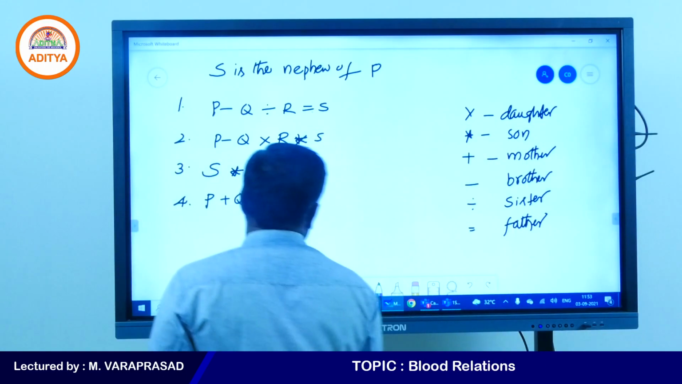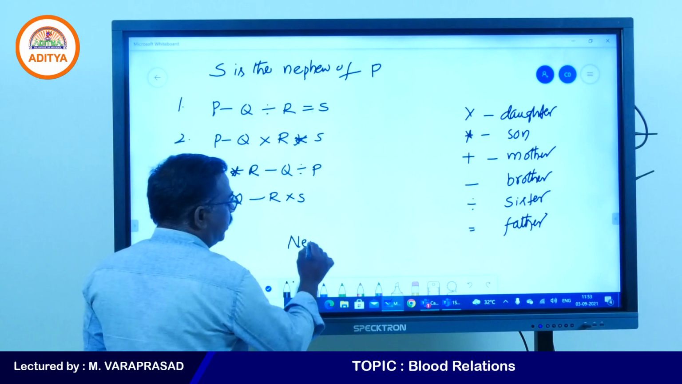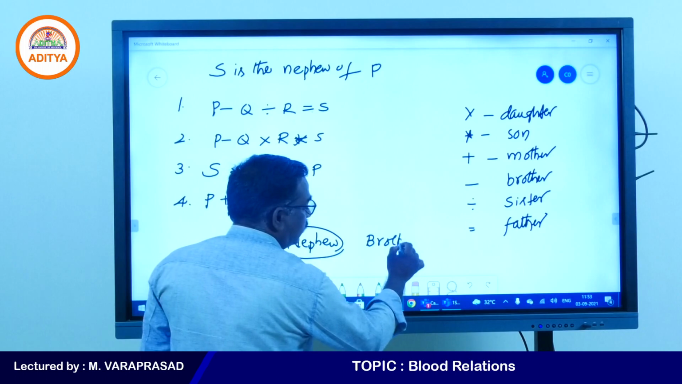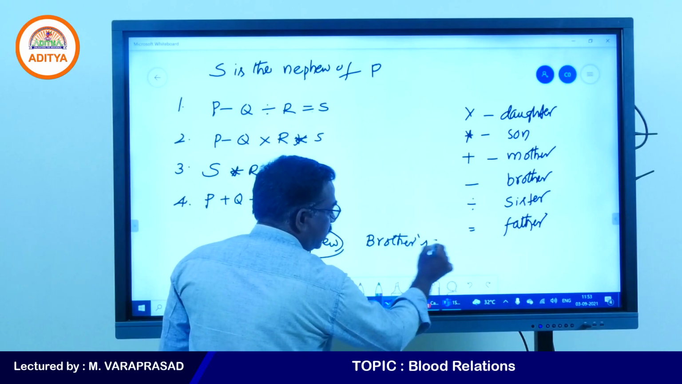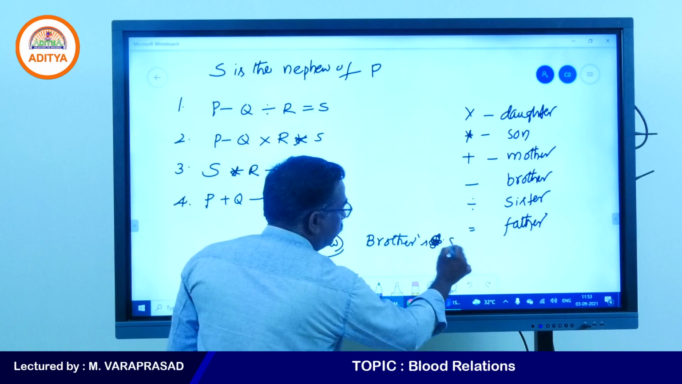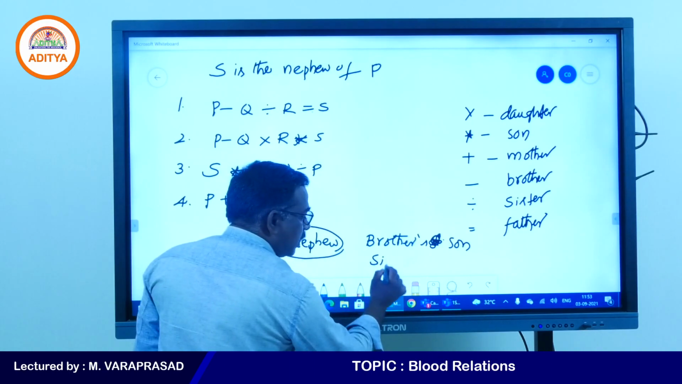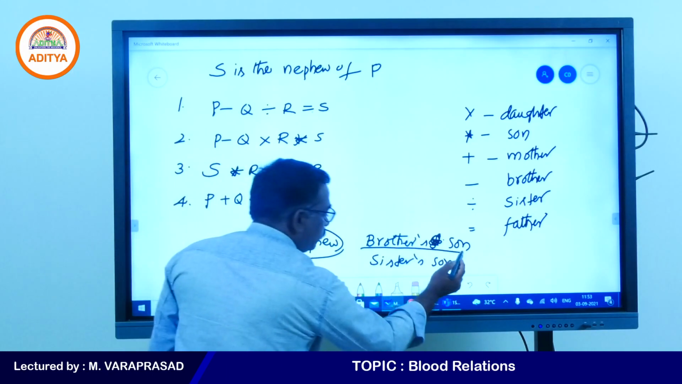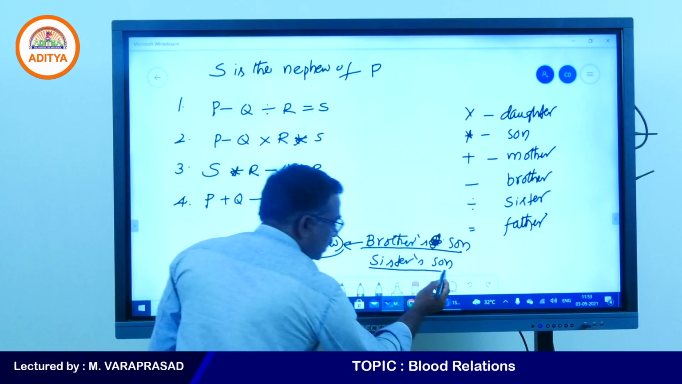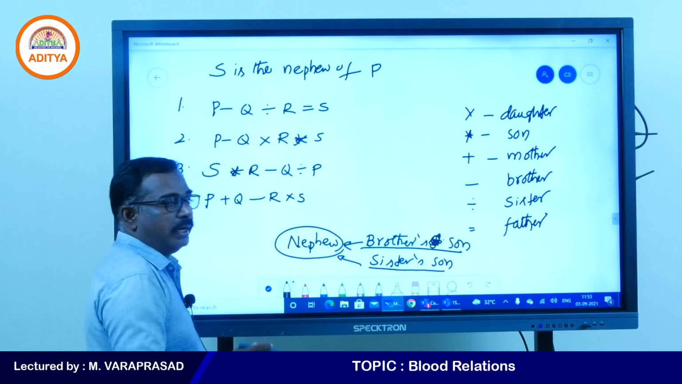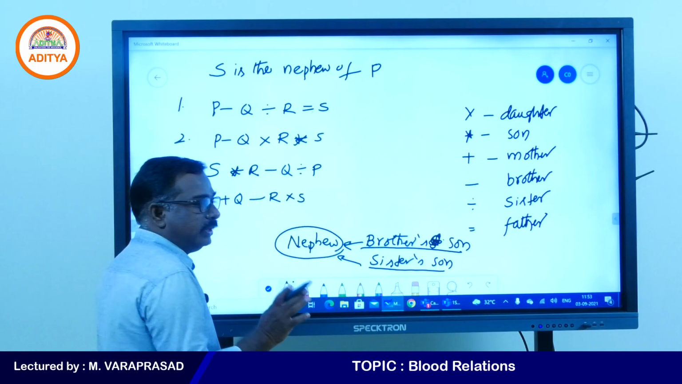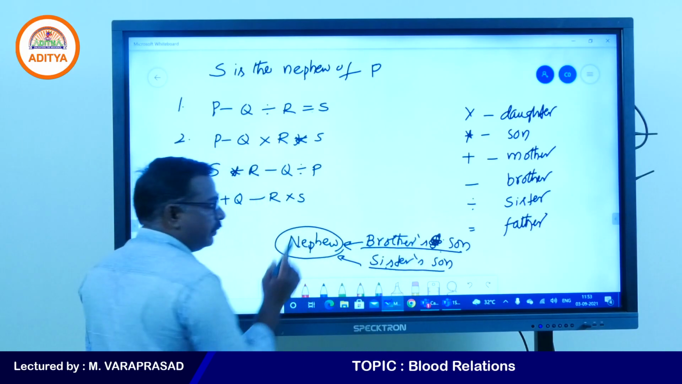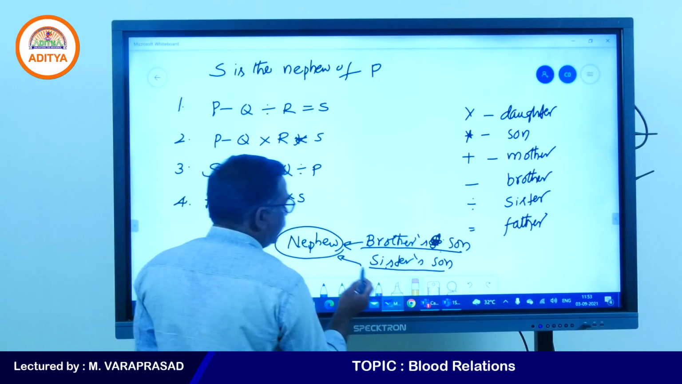Nephew means, in Telugu, Manaludu. Nephew means brother's or sister's son. Brother's son we can call as nephew. Sister's son also we can call as nephew. Don't take Telugu relation. Telugu relation is different. You need to follow only dictionary relation. Brother's or sister's son we can call as nephew.